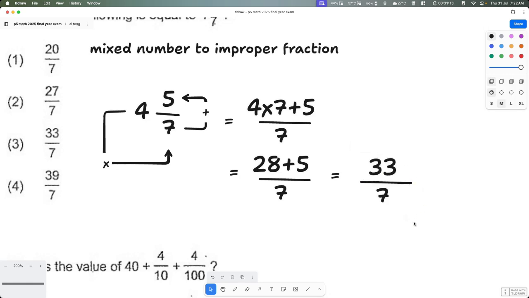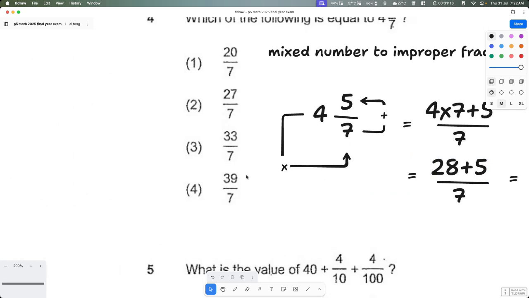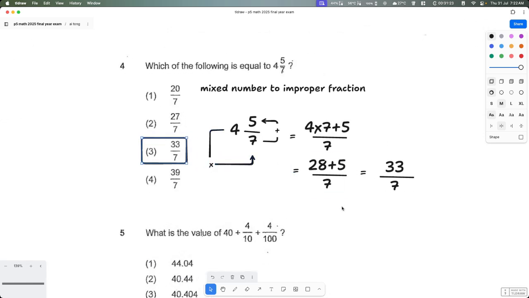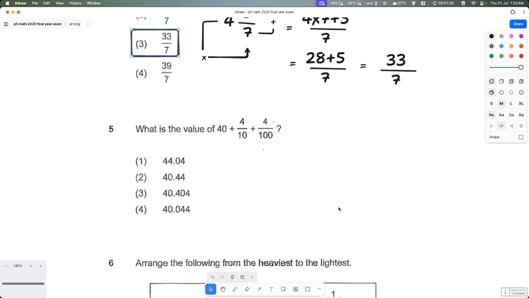So the final answer is 33, and where's 33? 33 is at option 3, and that's the correct answer in this case. Okay, let's move on to the next question.